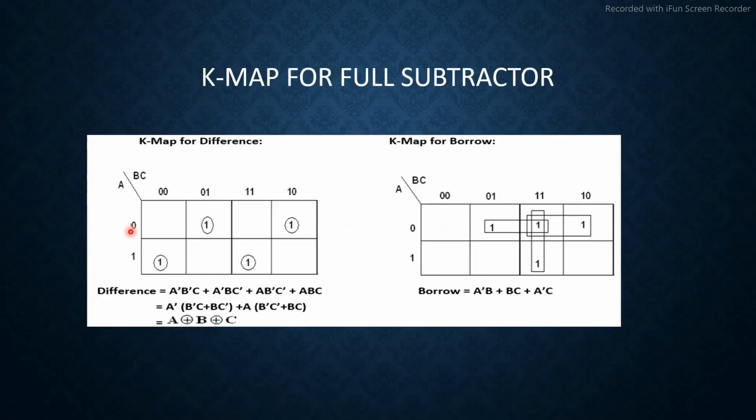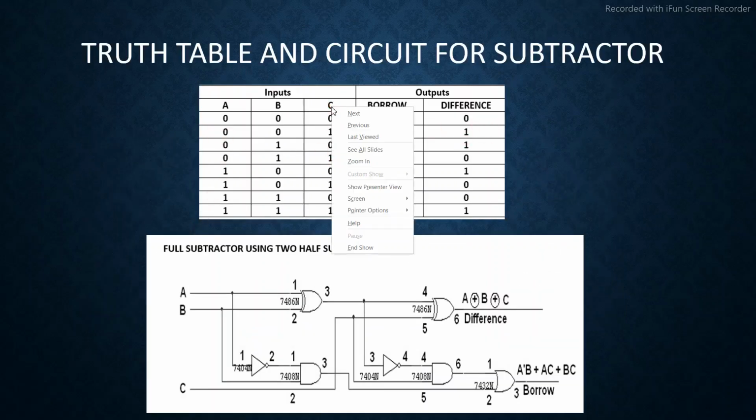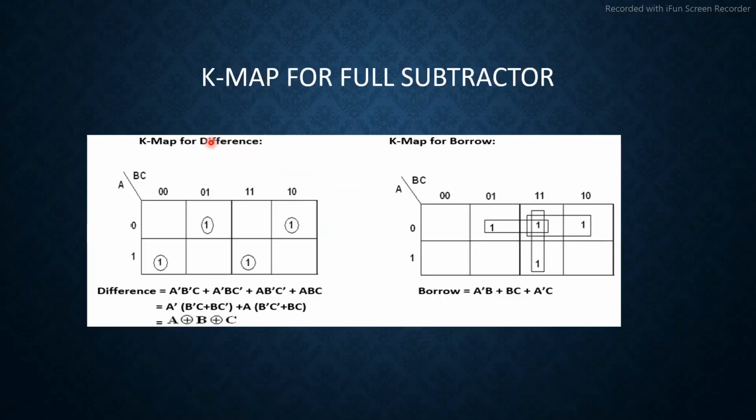Similarly, by giving 0 at A, 0 at B and 1 at C, we are getting 1 as our difference, as shown here. Borrow is 0 but the difference is 1. And that's what is depicted here in the K-map for difference. This is the K-map from which we are deriving the expression for difference, which is nothing but A bar B bar C plus A bar B C bar plus A B bar C bar plus A B C.